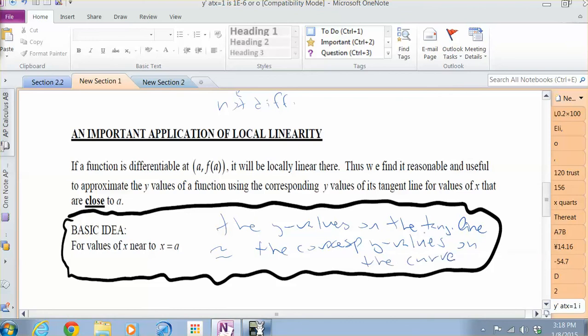And that's because, and this is for values of x near x equals a, where again, x equals a is going to be a point of tangency. So you have a comma f of a, you have a tangent line. When you're really close to x equals a, the y values on the tangent line are pretty much going to be the same as the y values on the curve, because they're going to be, again, locally linear.